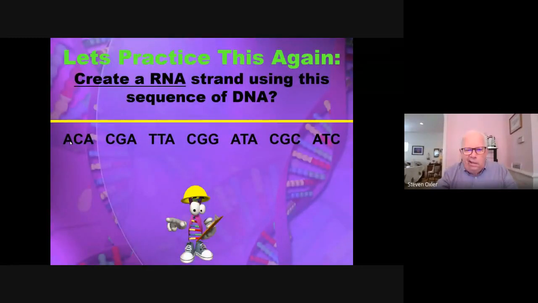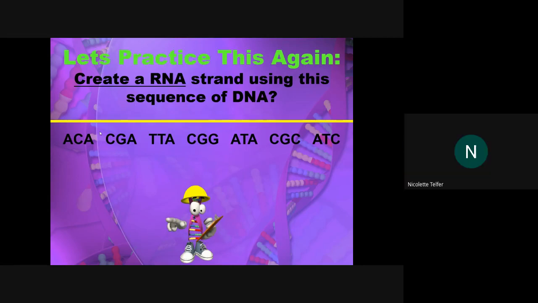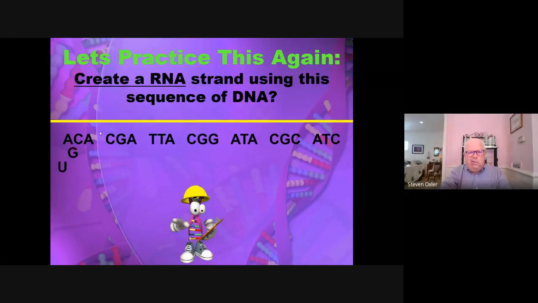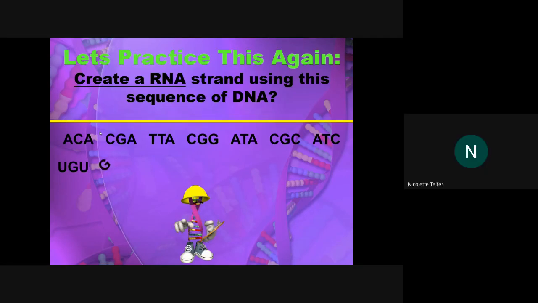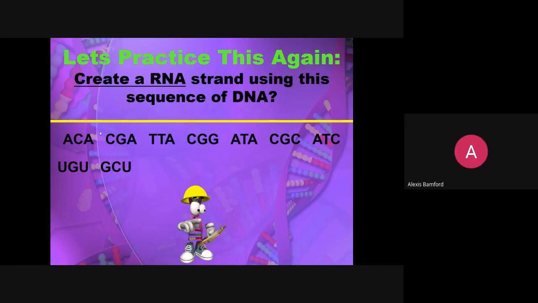Let's do it again. Here's DNA sequencing, and now we're going to make RNA. So ACA would be UGU. CGA is GCU. Yeah, good. You guys got it. What about TTA? AAU.